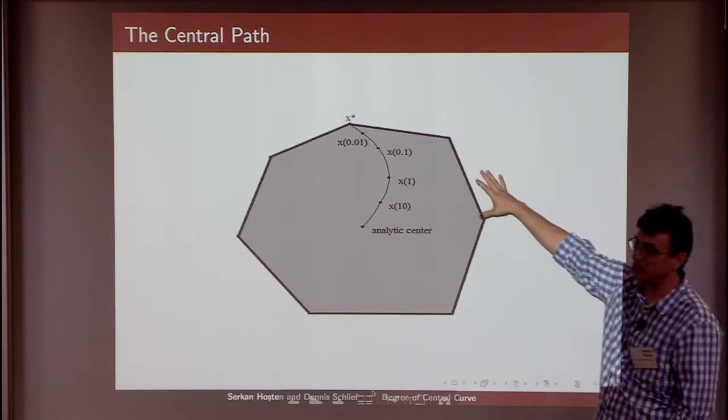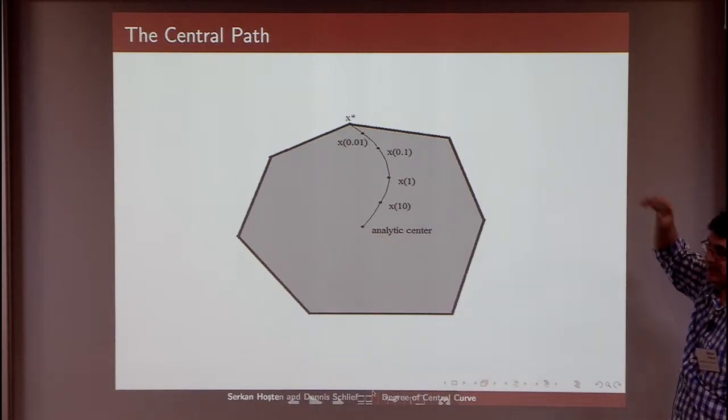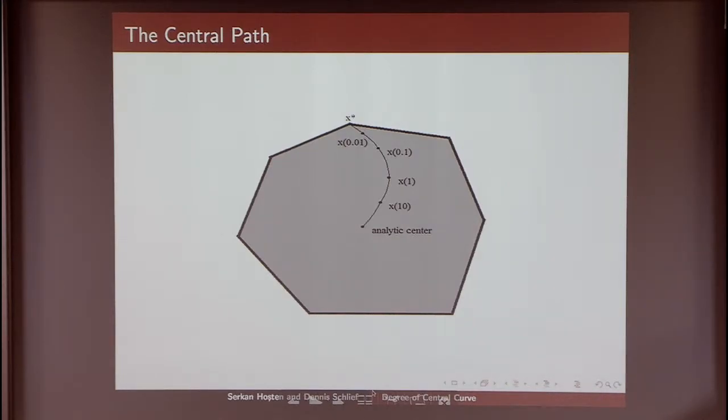In this cartoon picture, you should not be fooled. I had linear programming in mind, so the optimal solution is going to be at a vertex. Of course, it doesn't have to be that way for quadratic programming, where there is a unique optimal solution somewhere, but it doesn't have to be at the corner. But that's how the interior point algorithms work for linear programs.